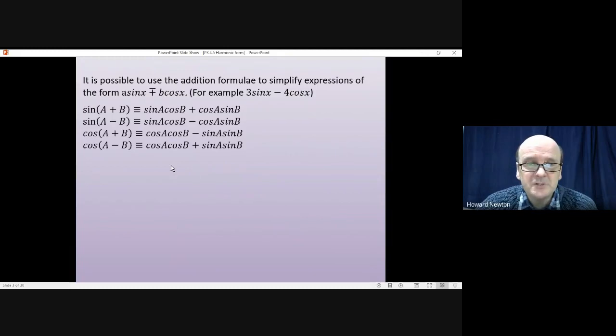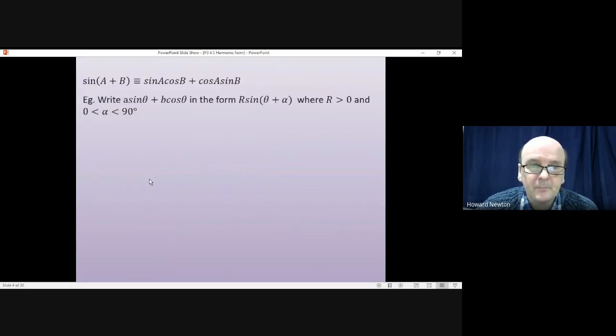Normally in these questions they tell you which one you have to use, but they don't have to. Sometimes you'll need to go back to the addition formula yourself and decide which is the right one to use. We'll go through an example together because it's quite hard to guess your way through these questions, and we'll look at the general form. Normally you'll be given some specific number of sine theta, some specific number of cos theta.